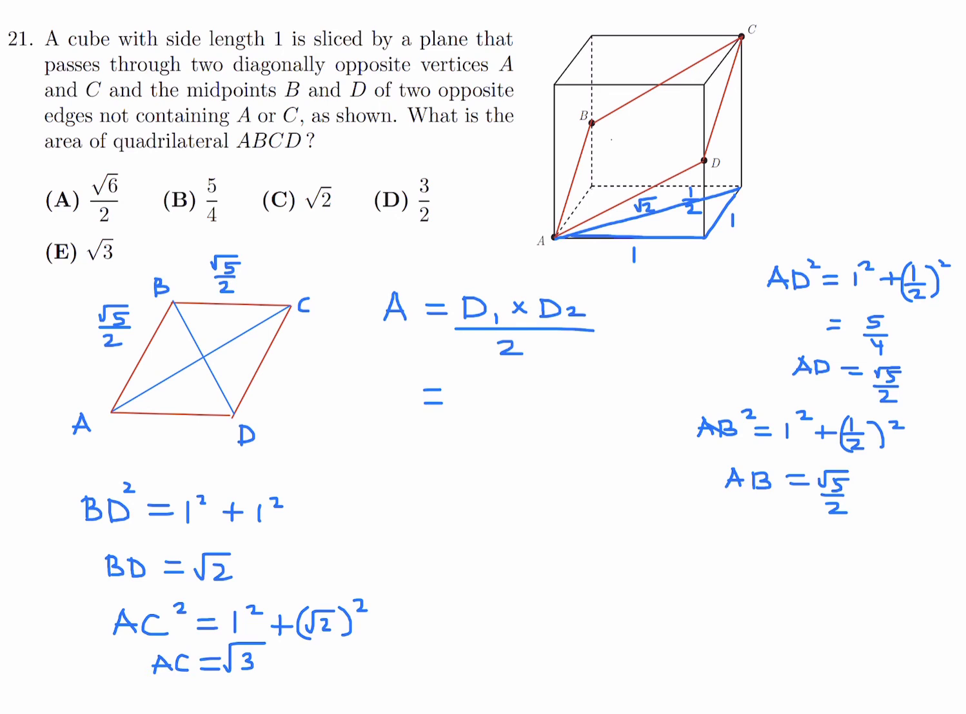So there we go. We got the two diagonals. D1, which is BD, root 2. D2, which is AC, which is root 3, all over 2. And this is root 6 over 2. So number 21, the answer is A.